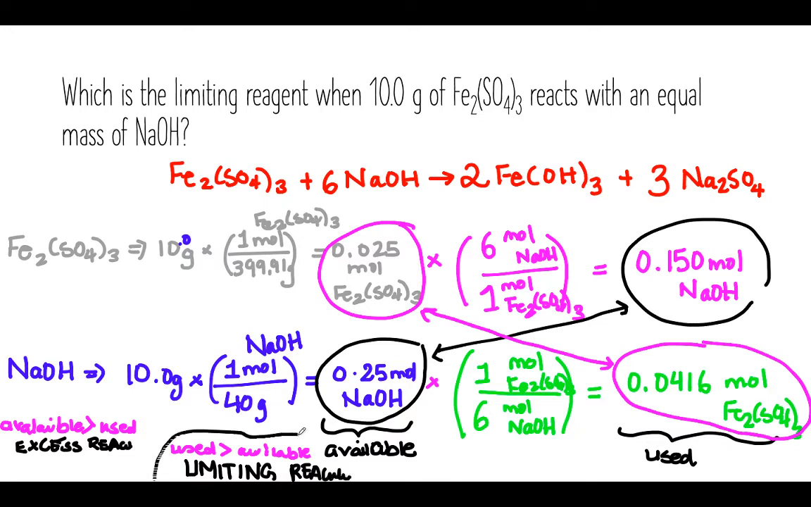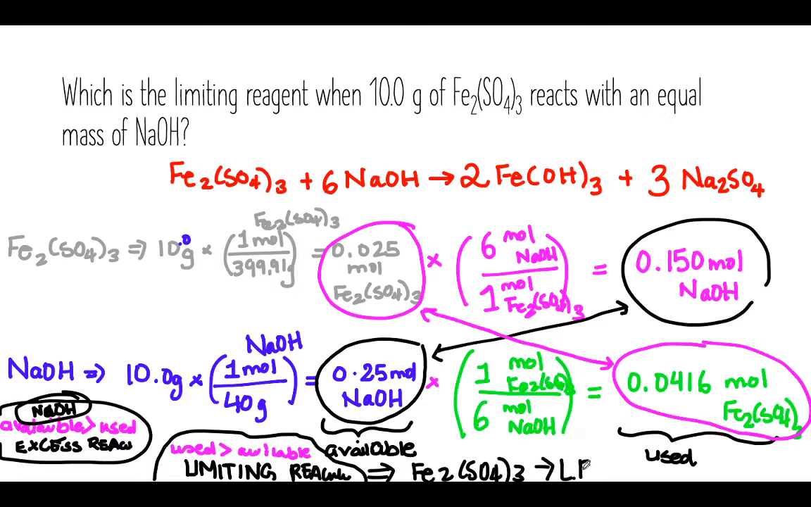So based off of our numbers here, can you identify which one is limiting and which one is excess? Let's look. So NaOH, 0.25 moles available and 0.15 moles used. That means my excess reagent is NaOH. Fe2SO4, available 0.025, used 0.04, right? In this case, the used 0.04 is greater than 0.025. That means Fe2SO4 is limiting. So that's how you'd identify the limiting reagent using that second method.